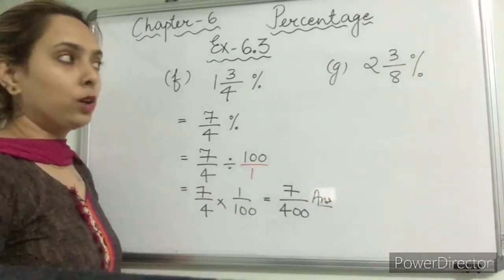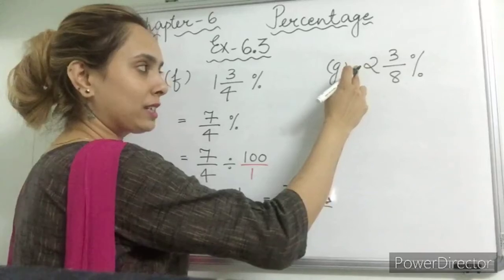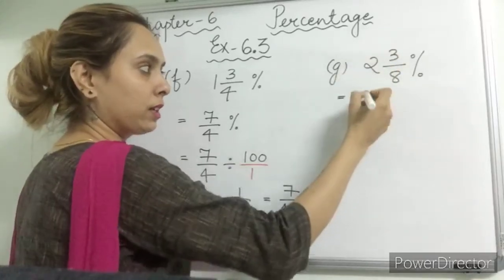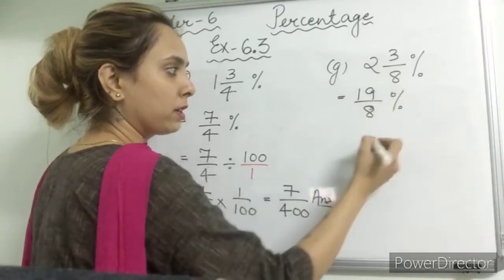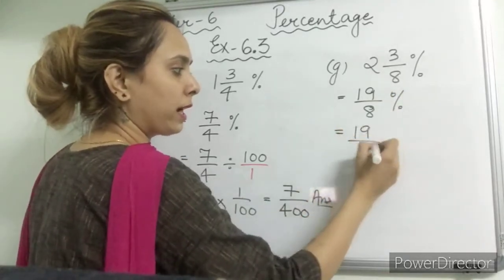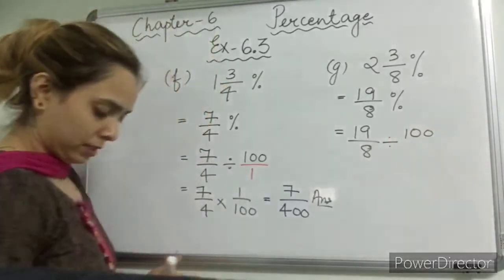Next is 2 3/8. So I will explain this also. 8 2s are 16, 16 plus 3, 19/8%. Remove the sign of percent. 19/8 divided by 100.